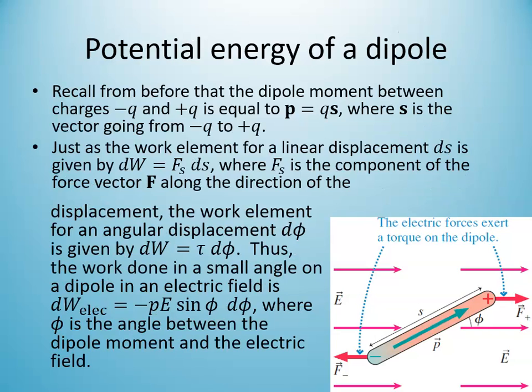Let's consider the potential energy of a dipole in a constant electric field. So remember that the dipole moment between two charges of opposite sign is given by the magnitude of one of the charges times the vector going from the negative charge to the positive charge. That's just the definition of the dipole moment. That's a position vector, going from the negative charge to the positive charge, times the magnitude of each charge. That's the dipole moment. That's it.